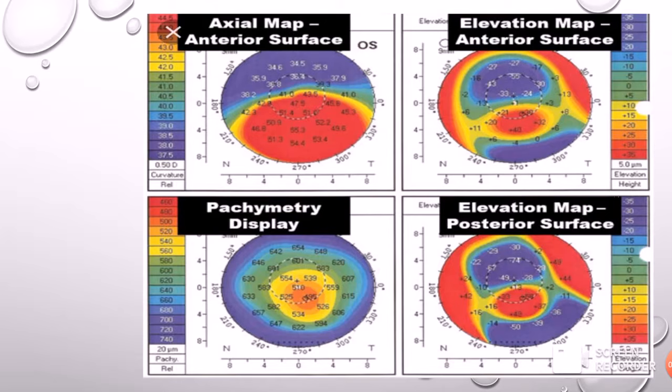So we have 4 maps, that is the anterior surface axial map, which is also called the curvature map. Then we have 2 elevation maps, that is one from the anterior surface, the anterior elevation, and one from the posterior surface, that is the posterior elevation map. And finally we have the pachymetry map or the pachymetry display. Now let us have a look at them one at a time.